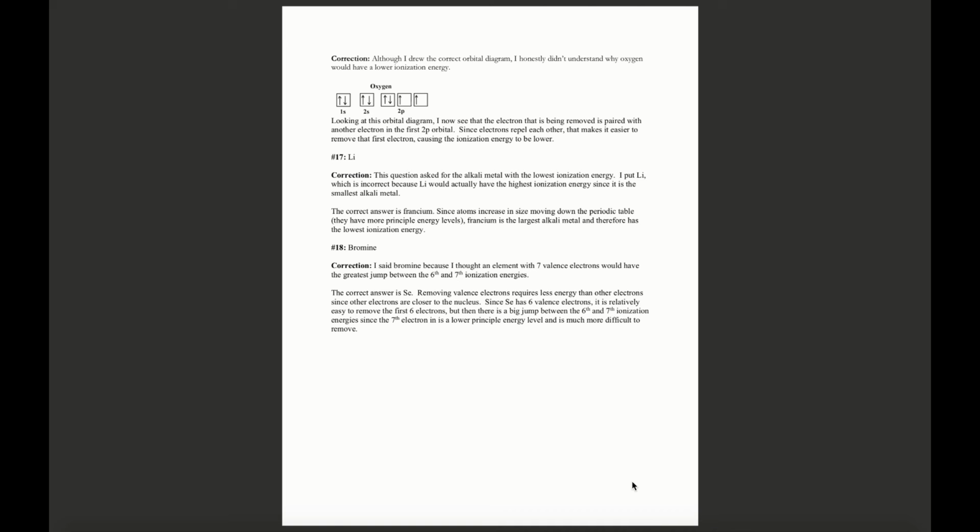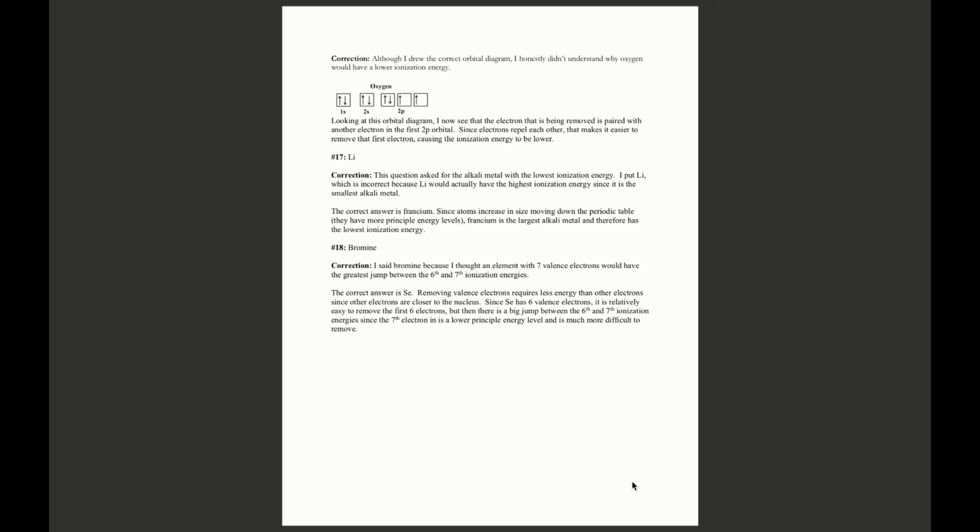Okay. For 17, a lot of people, for like 17 and 18 and all of those, 17, A, B, C, D, a lot of people missed those. Okay, so let's look at an example correction. If you put Li, this question asks for the alkali metal with the lowest ionization energy. I put Li, which is incorrect because Li would actually have the highest ionization energy since it is the smallest alkali metal. Notice I am explaining what I was thinking on that test and making it clear. I now understand that my thinking was incorrect, and now I truly understand the question. So the correct answer is francium, since atoms increase in size moving down the periodic table, and they do because they have more principal energy levels. Francium is the largest alkali metal and therefore has the lowest ionization energy.